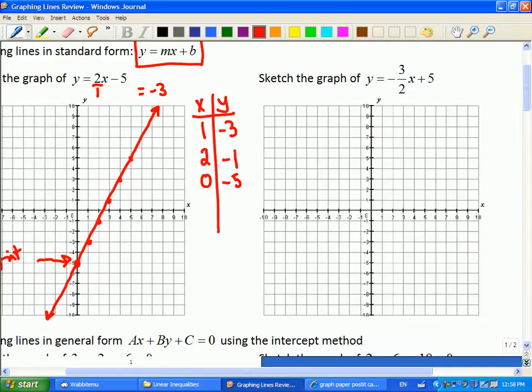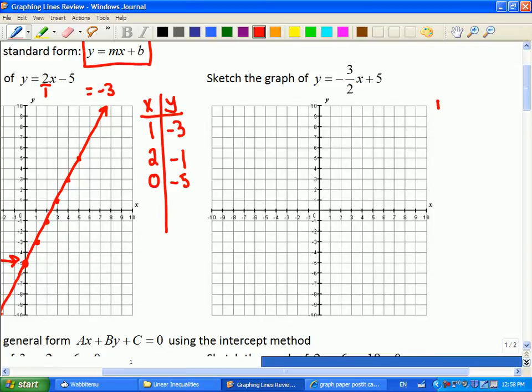So even though there's a fraction there, this one tells me that what I'm going to do is rise negative 3 and run 2. What does it mean then if I rise negative 3? You're going down. Good, you're falling then, right? You're going down.